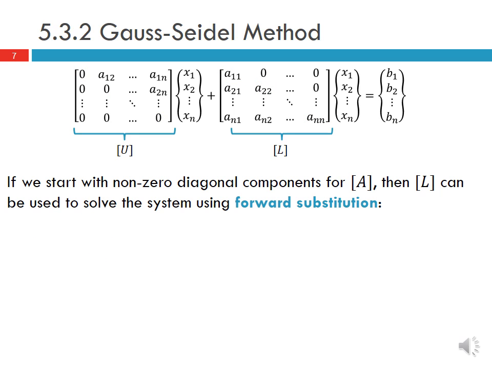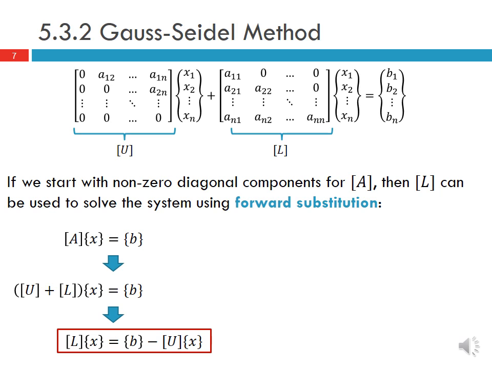If we start with non-zero diagonal components for our matrix A, then L can be used to solve the system using forward substitution. So we start with our system AX equals B. We write A as the sum of U plus L, where U is an upper triangular matrix with zeros along the main diagonal, and L is a lower triangular matrix. Then we can rearrange the equation as shown here, where we have Lx is equal to B minus Ux. So you can see that x appears on both sides of the equation, so this sets it up as an iterative approach to solve for x.